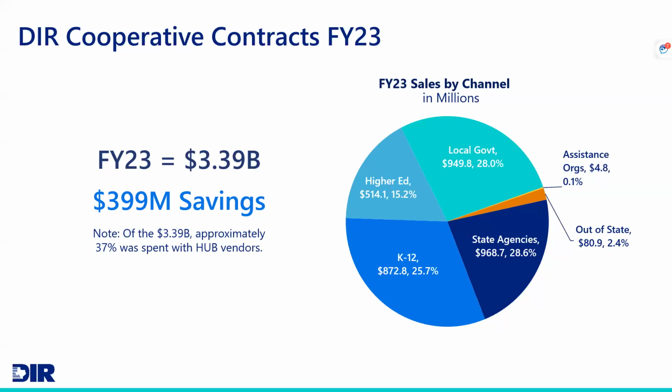And of that $3.39 billion in spending last year, almost 400 million was created in savings to you, our customers, and to the state of Texas by buying through our cooperative contracts for your IT procurements. The other really cool thing is that of that $3.39 billion, about 37% was spent with our HUB vendors. That's awesome, you guys. Thanks for doing business with our HUB vendor community. We really appreciate that. We are strong supporters of the HUB program through the Texas Comptroller's Office.